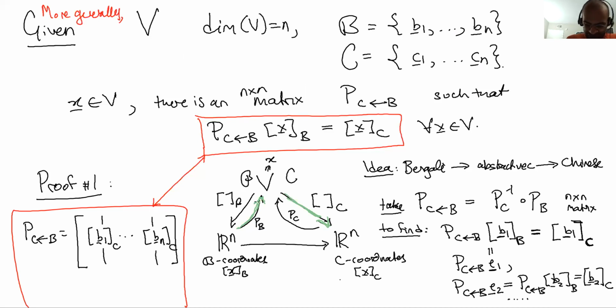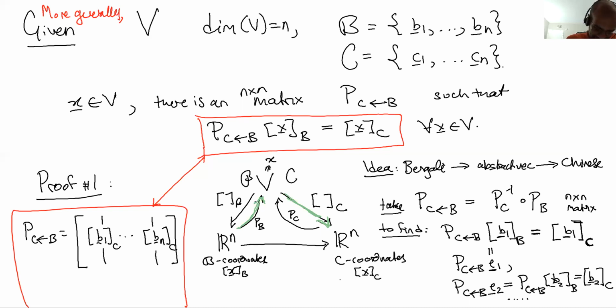So that's proof number one. Some people like proof number one. It's very concrete, right? You just check the columns of the matrix. And then, by the way, you have to check that this works for every X. But since it's a linear transformation and it worked on a basis, it's going to work for every X. Now let's do a second proof.